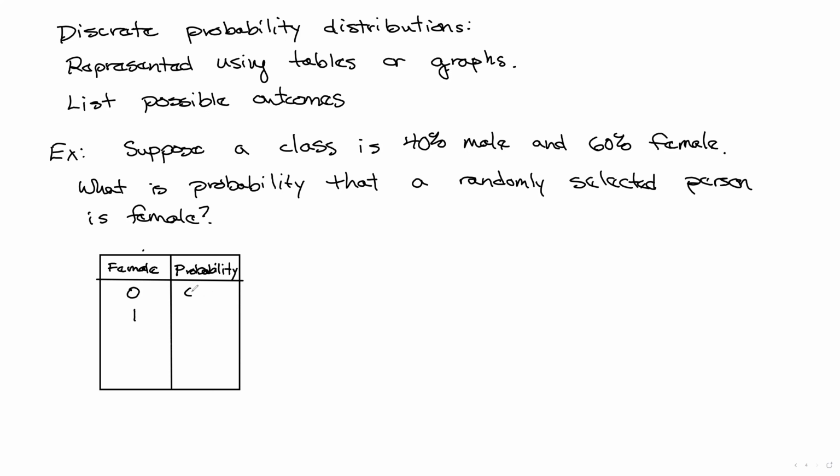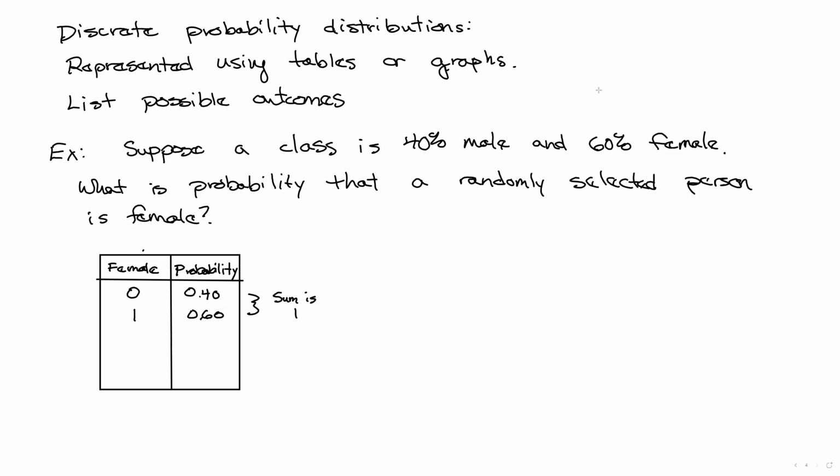So the probability would be 0.4, and for true, the probability would be 0.6. Notice the sum is 1. That should always happen. Those are the only 2 outcomes. If you randomly select a person, the person's either going to be male or they're going to be female.